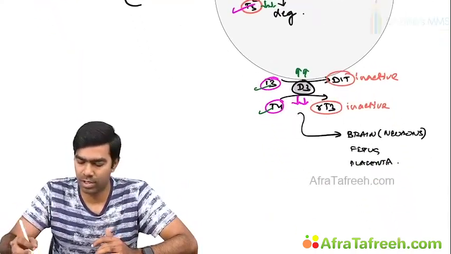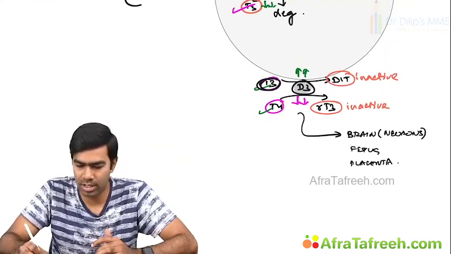The major substrate for D3 deiodinase is T3. T3 and T4 both are substrates, but T3 is the major substrate for D3 deiodinase. So for D1 deiodinase, the major substrate is reverse T3. For D2 deiodinase, the major substrate is T4, and for D3 deiodinase, the major substrate is T3. Clear? So you can remember this quite easily. D3 means T3, and D2, it's a multiple of 2, that is T4, and the remaining only one thing you have to remember, the D1, that is reverse T3. Clear? So this is very easy to understand as well.